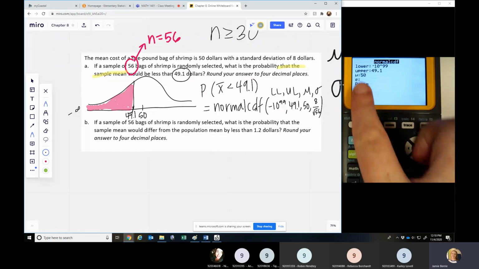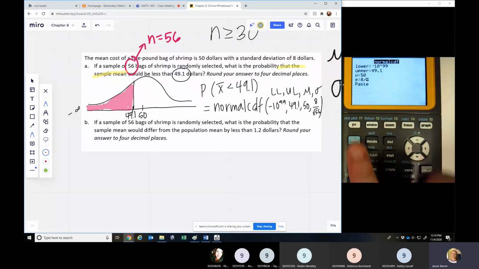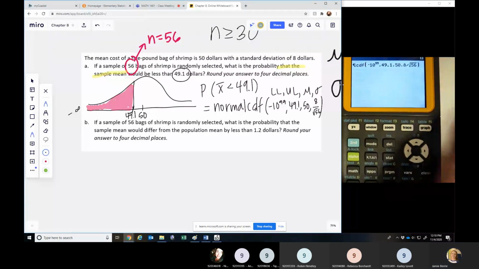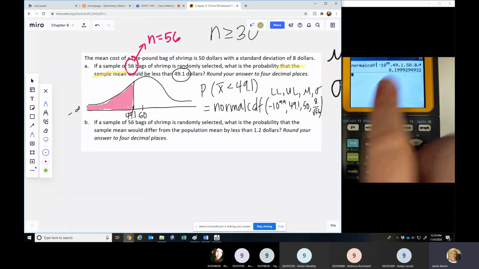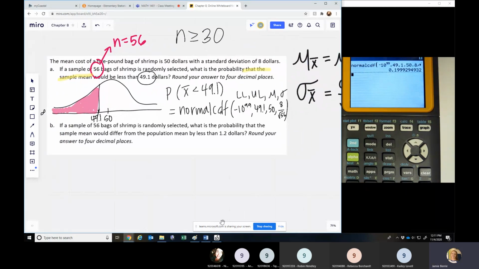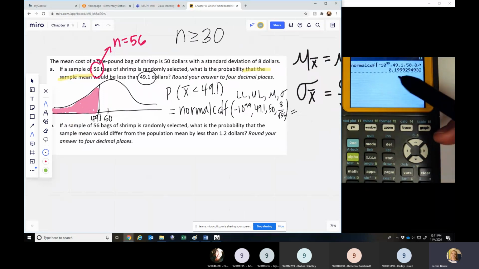All right, so mean was 50. Standard deviation is 8 divided by square root of 56. All right, then I'm going to go to paste. So if you typed it in manually, that's what your screen should look like. All right, then I'm going to hit enter. And there's my probability. I kind of ran out of room a little bit. That's okay. Equals. We're rounding to 4 decimal places, so that would be .1999.